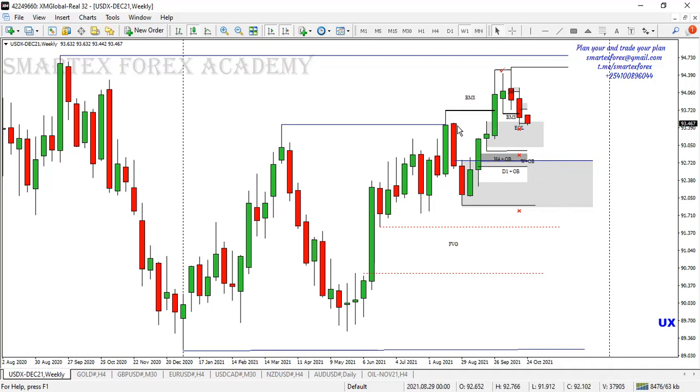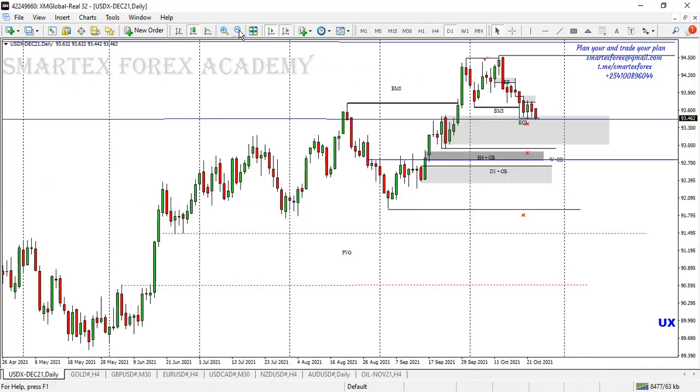But again, you can see we have this mitigation block here, the green candle. It is a weekly mitigation block. You can highlight it just like this. We use the body this time round. That's the weekly mitigation block, the blue one. So let's see what we have in the daily time frame.